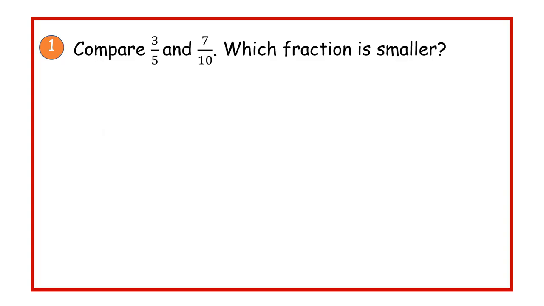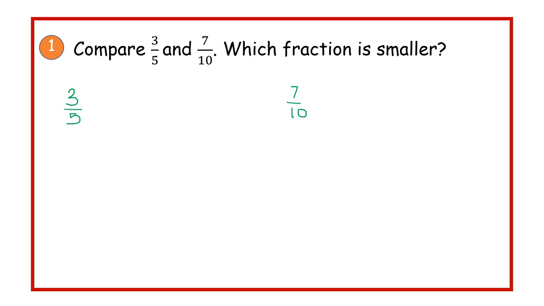Now, in number 1, let us compare 3 out of 5 and 7 out of 10. We want to know which fraction is smaller. We have 3 out of 5 and we also have 7 out of 10.